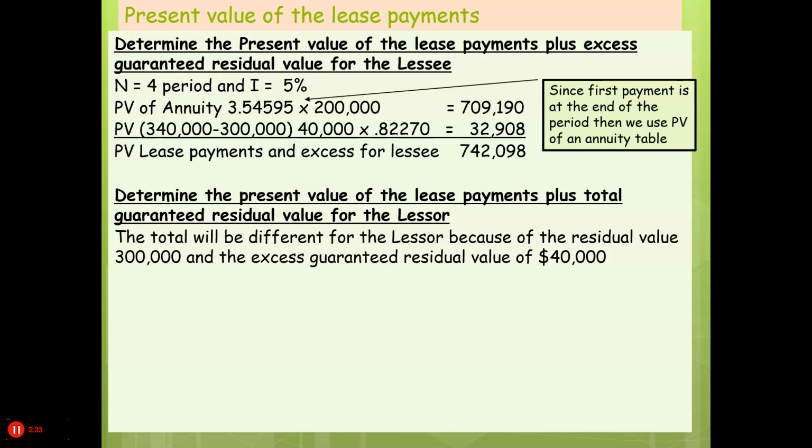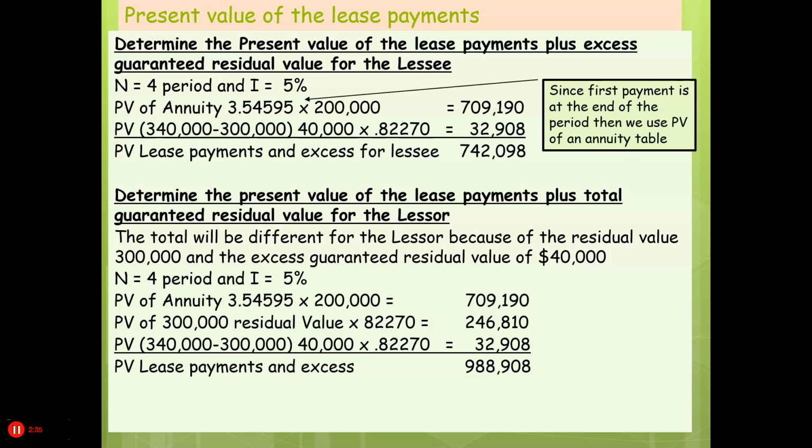value of $40,000. So we would take the present value of an annuity like we did above, those numbers are the same. We then take the present value of the $300,000 plus the $340,000. So the present value of the lease payments and excess is $988,908.